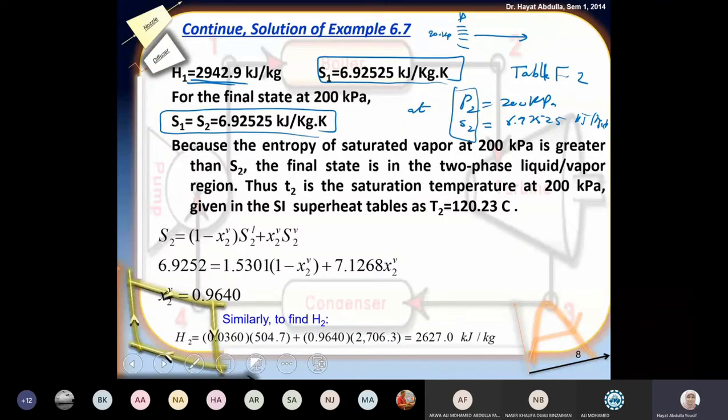If you remember, I already mentioned that in table F2, the first two columns are for saturated condition. You will notice that at this 200 kilopascal, your S that you have here is actually in between. In between means it's between S of the saturated liquid and S of the saturated vapor, which is the entropy in this case. So if S is in between, then it is a saturated mixture. And because it is a saturated mixture, I had to find the quality. Remember, the quality is very important for a saturated mixture. If you don't have the quality, you cannot find any properties at the outlet.